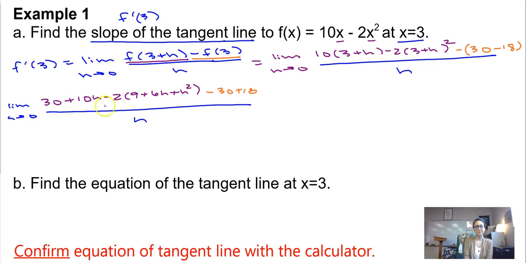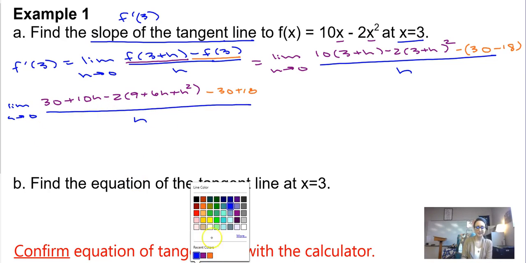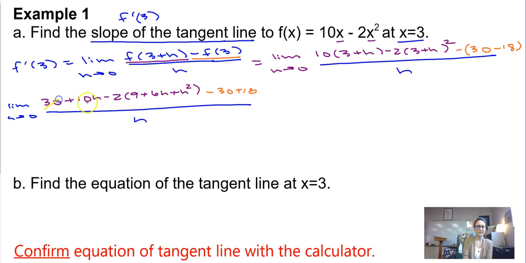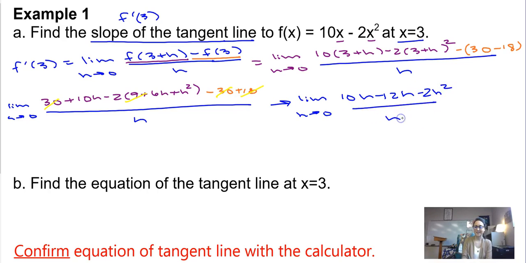Okay, so cleaning this up a little bit, I can see, well, 30 and minus 30 are going to go away, right? And look, this negative 2 times 9 is going to be negative 18, and then I've got a positive 18 here, so those will go away. So let's rewrite this. We've got limit as h approaches 0, and I still have this 10h. Then distributing this negative 2, this is going to become minus 12h. And then negative 2 times h squared will be negative 2h squared. And I still have that all over h.